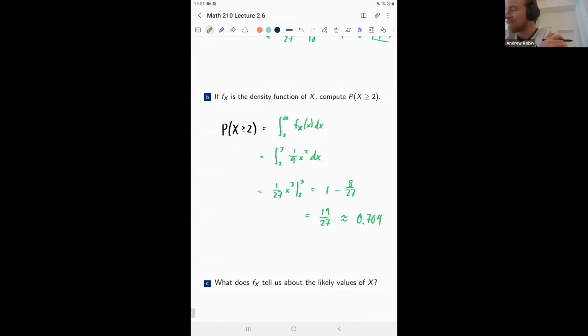What does this tell you about the likely values of x? And can you predict what this distribution looks like just based on these couple observations? So now I'm going to switch back to the slides and let's keep pressing on and learning more about probability density functions.